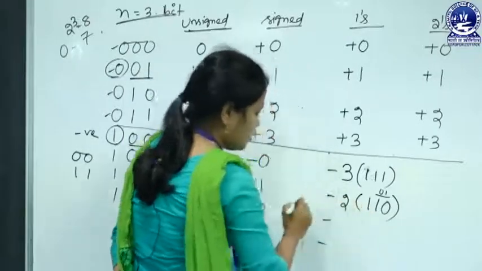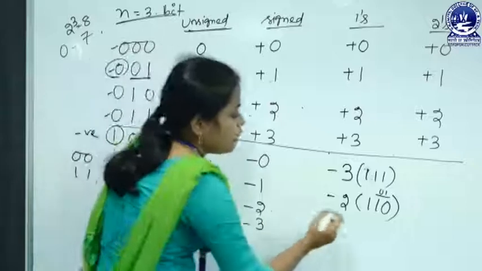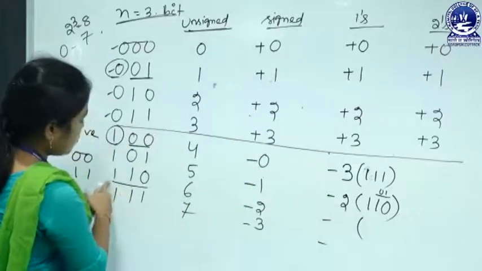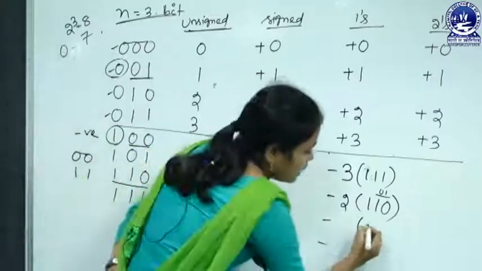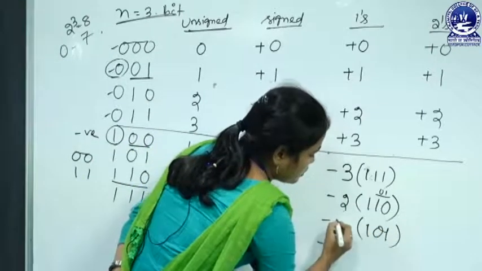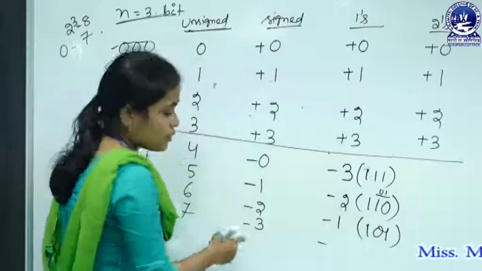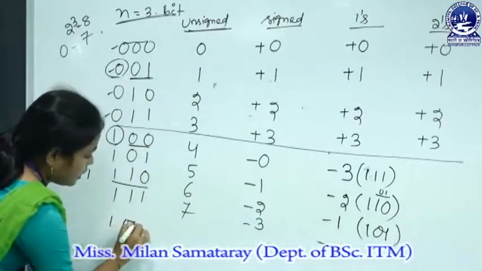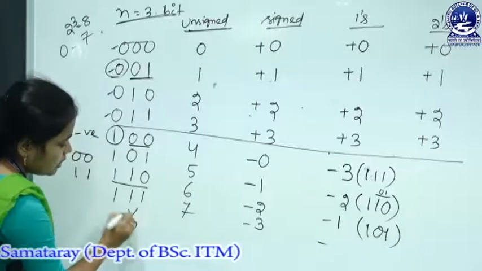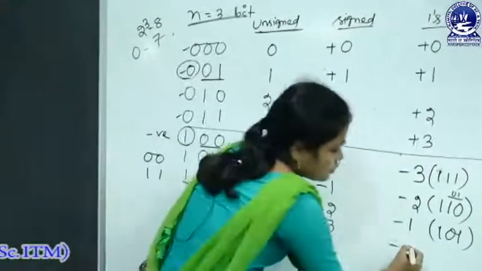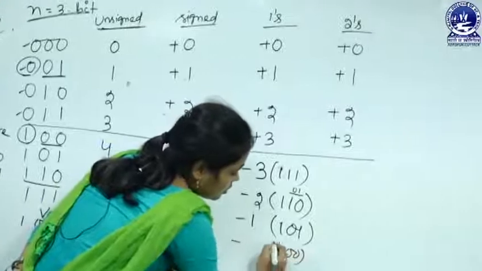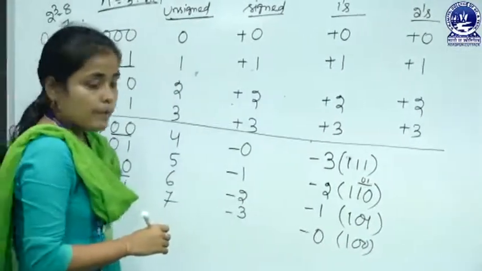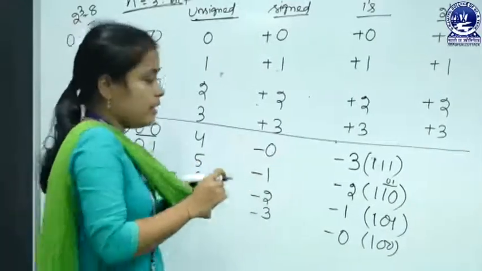So, what will be the value for minus 2? What are the bits? 1 1 0. So, inverting gives 1 0 1, so it is minus 1. For minus 3 what will be the value? 1 0 and 0 by inverting these 2. So, it will be 1 0 0, it is the minus 0 value. Okay. So, let us find out the twos complement.